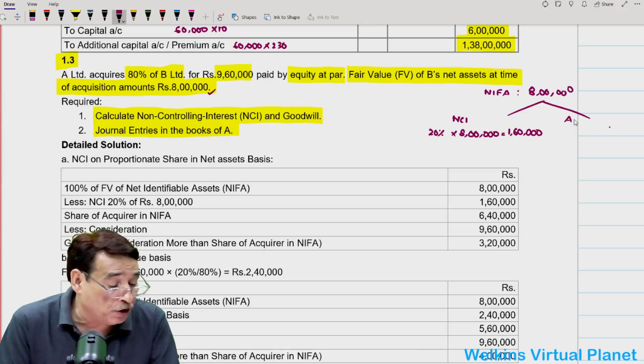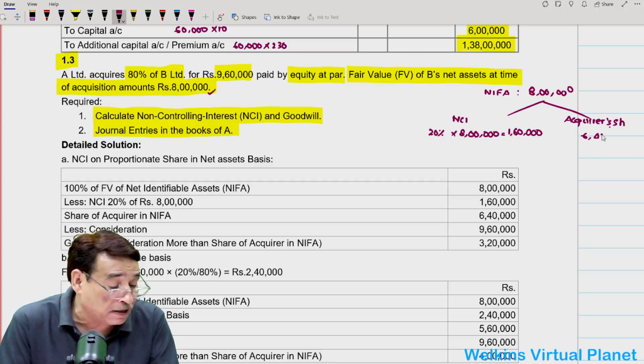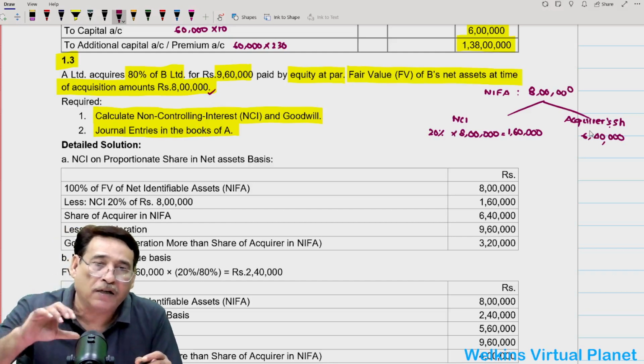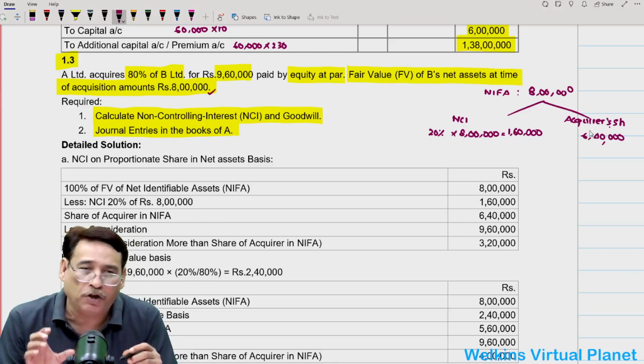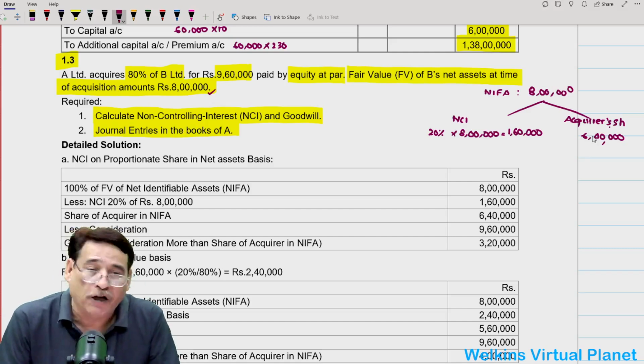So what is the share of acquirer now? In order to know the acquirer share, what I have to do, I have to subtract 160 from 8 lakh. If I subtract 160 from 8 lakh, I will get 6,40,000. So I may say the share of parent or share of acquirer company in the net identifiable assets on the date of acquisition is 6,40,000.